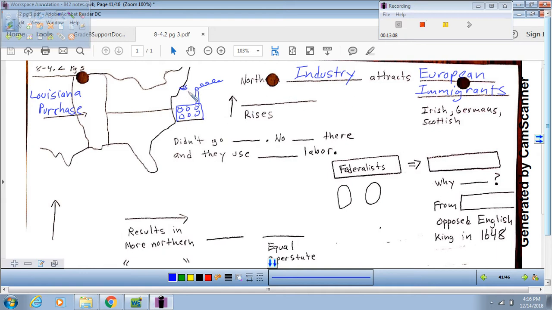As a result, these immigrants moved to these cities. They weren't exactly welcomed by the population, but there are jobs, so I'm going to correct that. Now, as such, the population in the North rises. And when the population rises, this causes the North to have more votes in the House. Now, these immigrants didn't go south because there were no jobs there. Everyone in the South used slave labor.